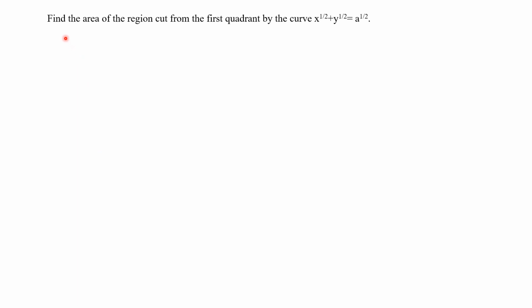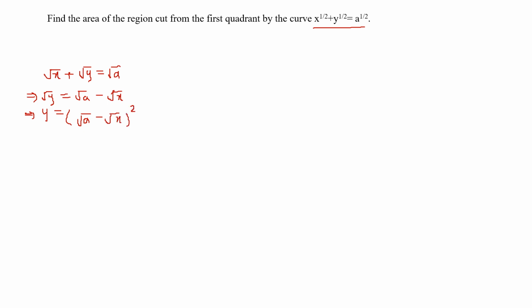The question is about finding the area of the region that is cut from the first quadrant by the curve square root of x plus square root of y equals square root of a. First we write y in terms of some function of x. Square root of x plus square root of y equals square root of a. Let's take the square root of x to the right-hand side. This gives us square root of y equals square root of a minus square root of x. Squaring both sides of this equation gives us y equals the square of square root of a minus square root of x.